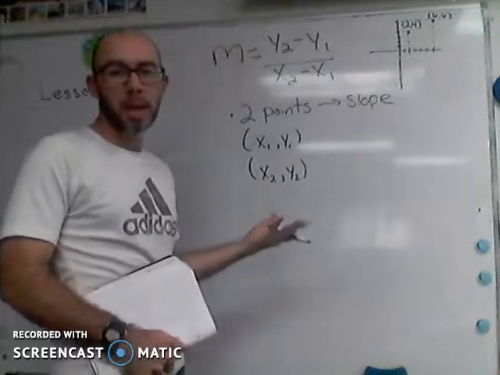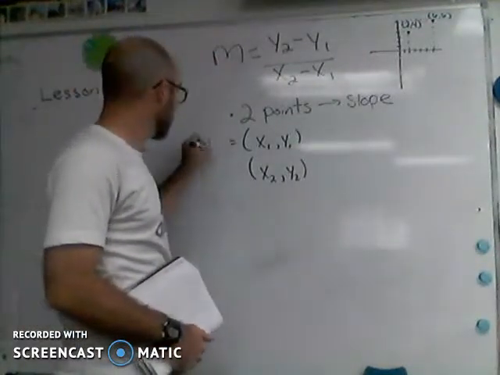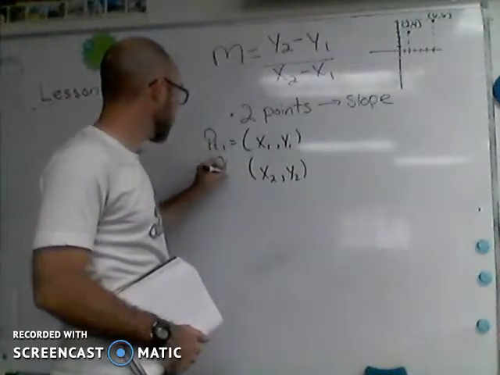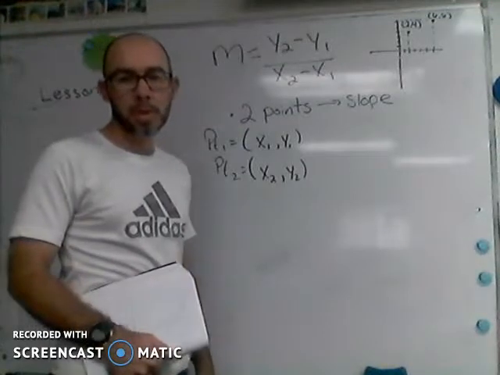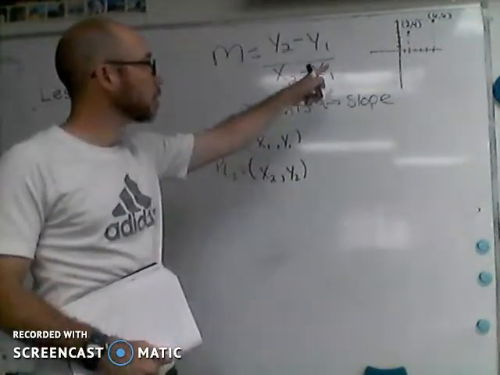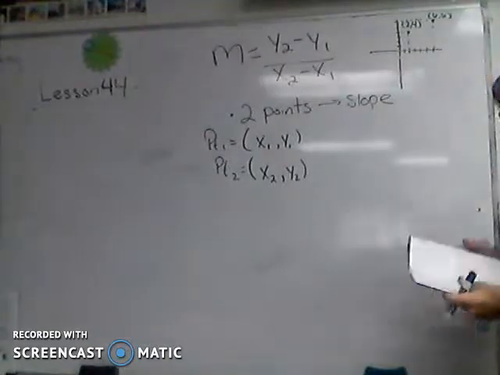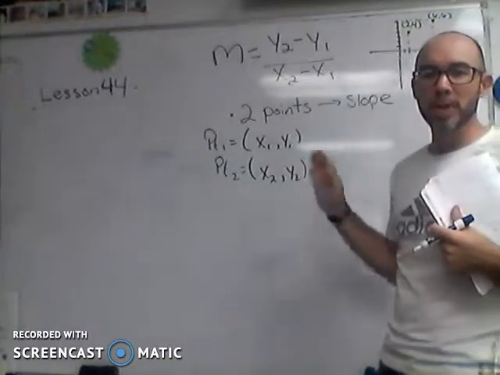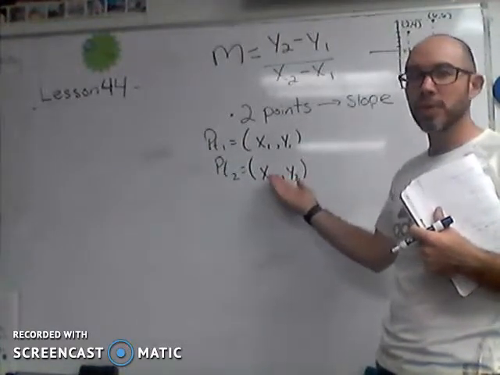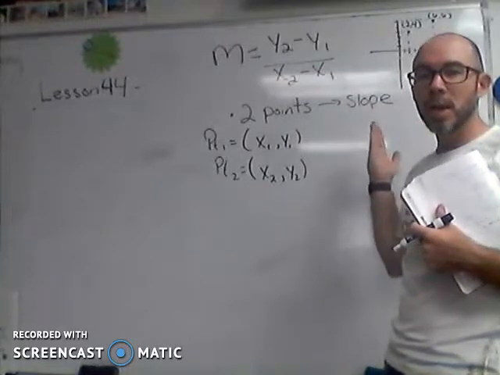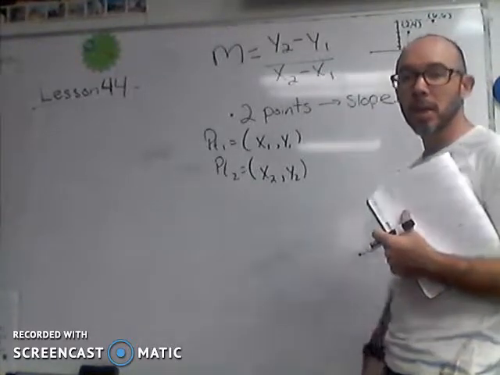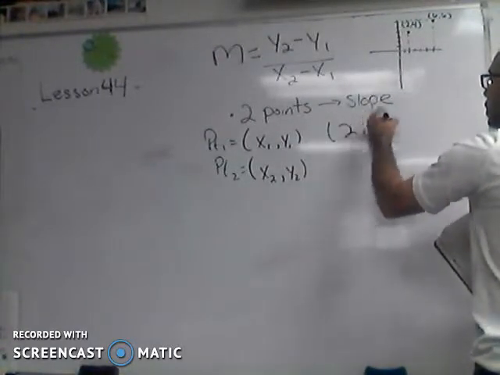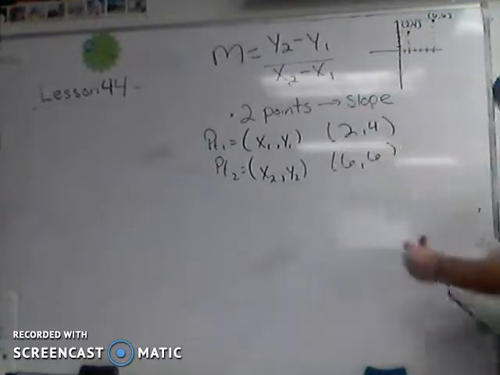Every point has 2 parts to its address. So we'll call this point 1, and this one's the address for point 2. Okay? And I've put those up there. And I haven't told you which one is point 1 and point 2, but typically you use the one that's further to the left as your first point and the one that's further to your right as your second point. But I'm going to show you that it doesn't really matter. And the 2 points here are (2, 4) and (6, 6).